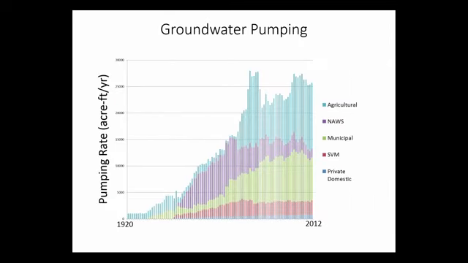This is basically the same look, kind of zoomed in from a time perspective on the pumping. You can see from 1920 to, in this case, 2012, there was a significant increase in groundwater pumping from near zero prior to 1920 to upwards of 25 to 28,000 acre-feet per year presently.